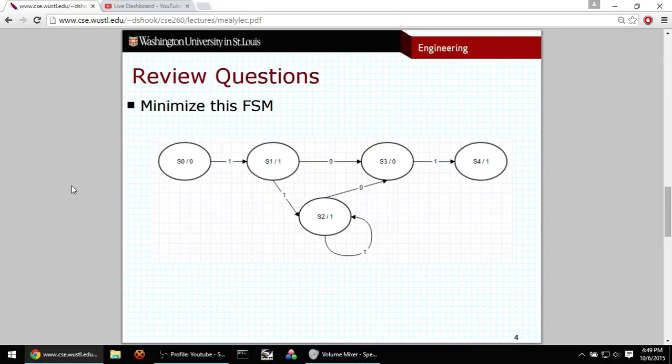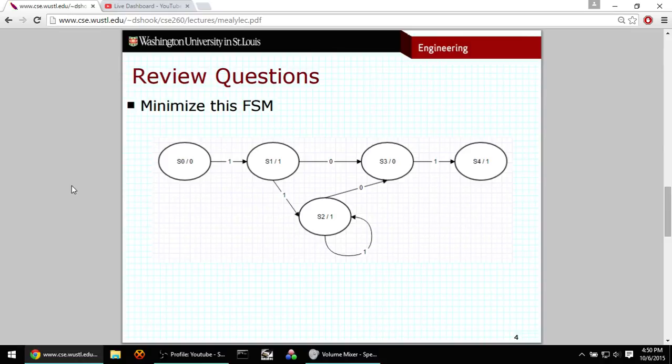So I'll take this off entirely, and I want to put S2 in here just to indicate that I can condense them down. What am I missing? I need a self loop, so I need to copy all the transitions. Okay, what else? Anything else happen? Any other takers?